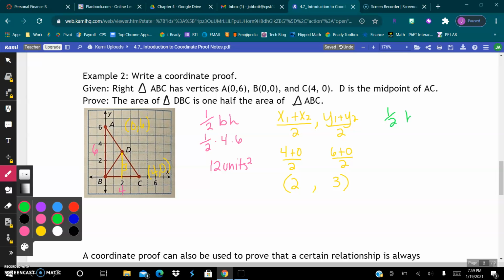So then we're going to find the area of that triangle. So half times base times height, and the base is 4 and the height is 3. So 4 times 3 is 12. Half of 12 is 6 square units. And 6 is definitely half of 12. So we have just proved that the area of triangle DBC is half of the area of ABC.